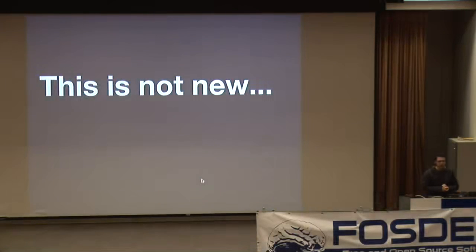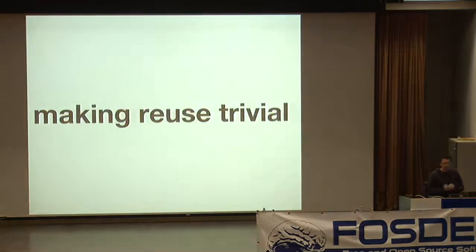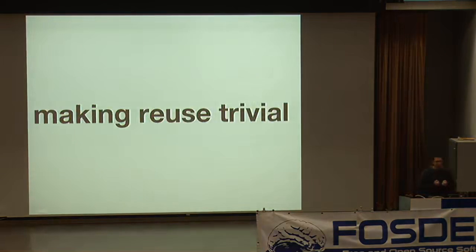The other thing to keep in mind is this is not new. Other people have done this before. You can already do this with a bunch of different checks. You know, if you're using check X with check Y with check Z, you can get the same sort of functionality. But the thing about Cucumber nagios is that it makes all of this reuse really, really trivial.